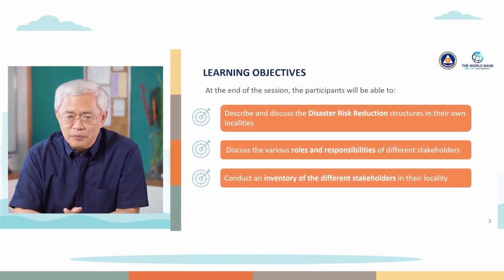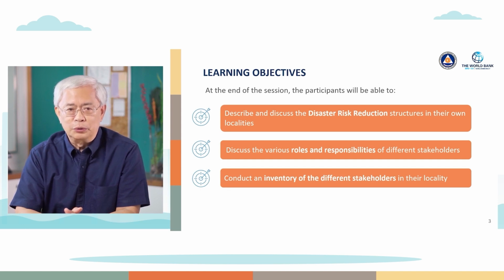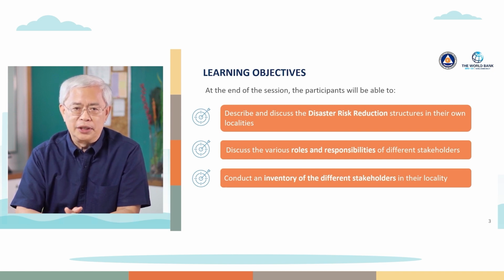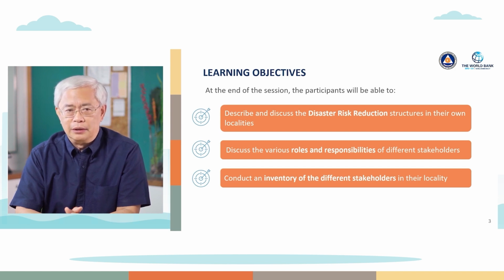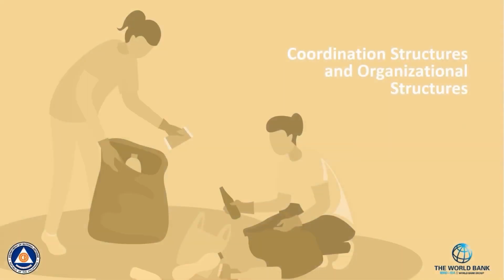Our learning objectives for these sessions are as follows. At the end of the session, the participants will be able to: one, describe and discuss the DRR structures in their own localities; two, discuss the various roles and responsibilities of different stakeholders; third, conduct an inventory of different stakeholders in their own localities; and fourth, complete the Rehab and Recovery Committee template. So let us begin our session proper.